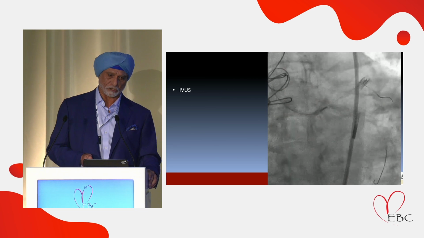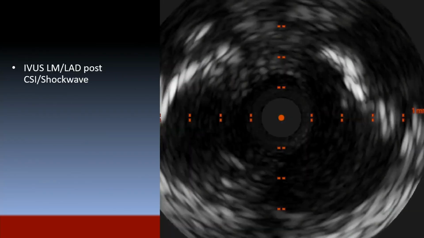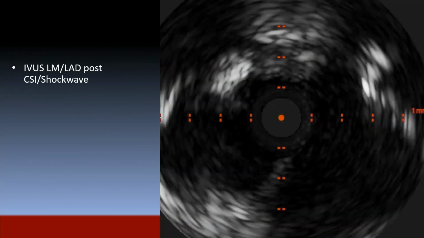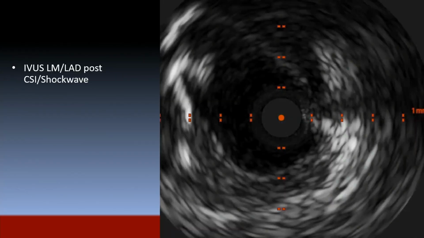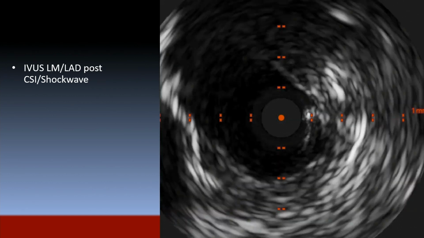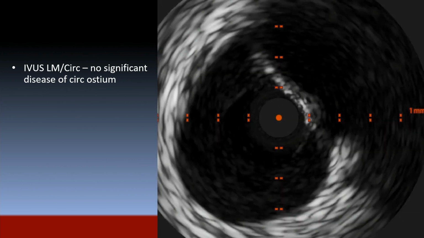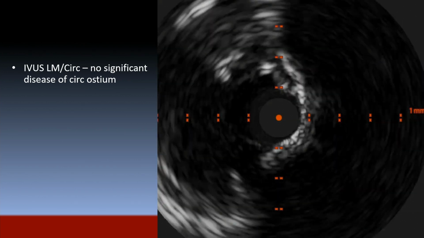And you'll see on IVUS here, when we pull back, you actually saw nodule in the LAD ostium, and you saw 360 degrees of calcium in the very distal part of the left main. That's why it was so tight. And now you can see it's all broken up from shockwave. And if you look at the circumflex, when we pull back, there was no disease in the circumflex.